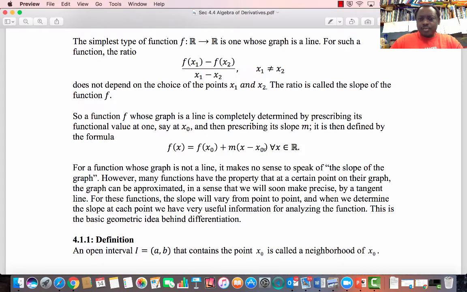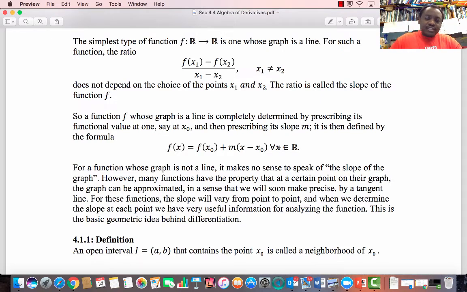In college algebra, you were told that the equation of a line is defined as y minus y1 equals m times x minus x1. Well, that is exactly what we just said. Right here, this is your y1, which is f of x0, and that is your m, x minus, in this case, instead of x1, we are using x0. So f of x equals f of x0 plus m times x minus x0 for every real number x.